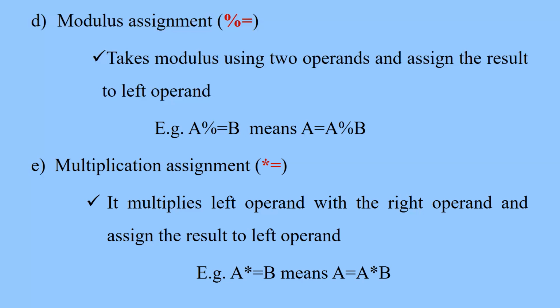For example, A multiplication assignment B means get the content of memory location called A. Multiply it with the content of memory location called B. The results we are going to get, assign them back to the memory location called A. Then we have what we call addition assignment.